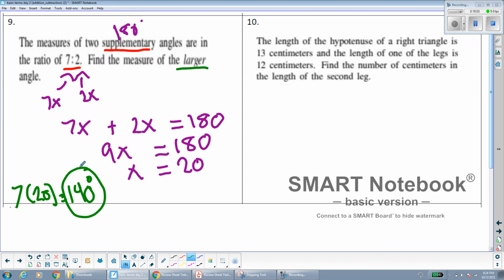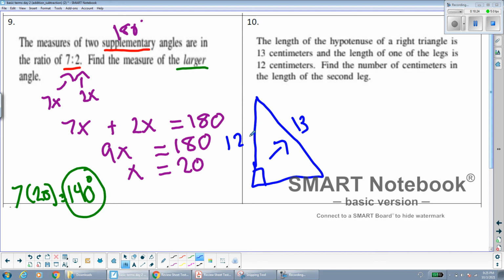For number 10, we are told that we have the length of the hypotenuse of a right triangle. So I'm going to start by just drawing my right triangle so you guys can see this visually. The hypotenuse is opposite the 90-degree angle. So we know that that's 13 centimeters. And one of the legs, it doesn't matter which one, is 12 centimeters. And what we need to do is find the number of centimeters in the length of the other leg.